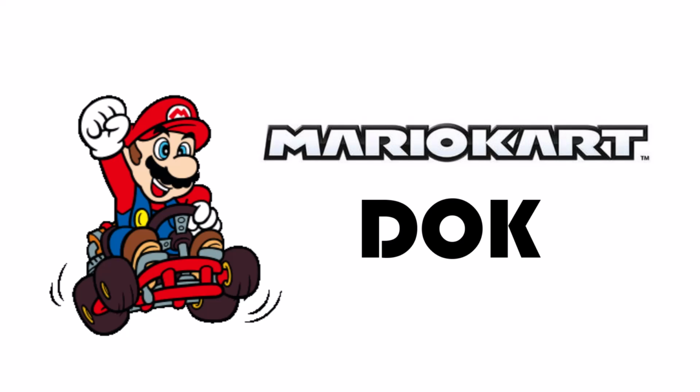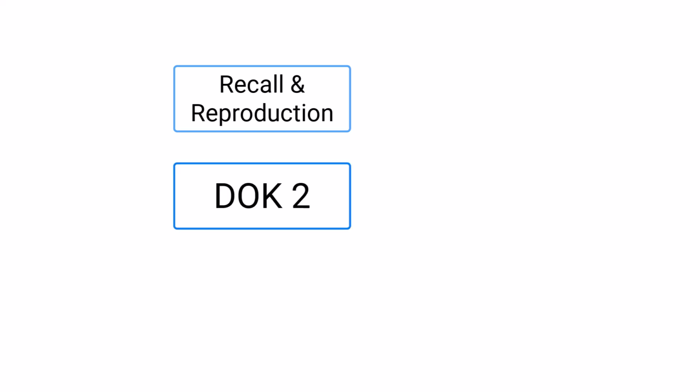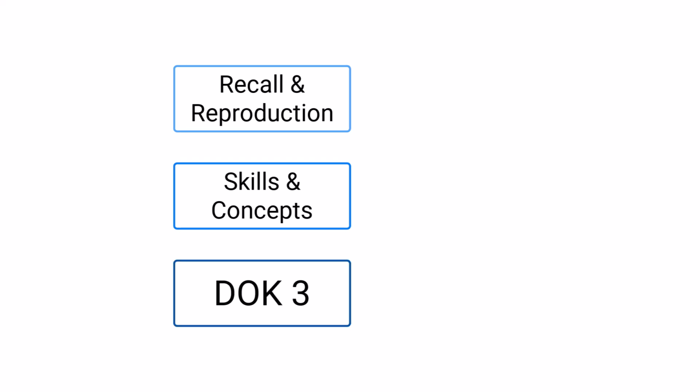First, let's just break down the component parts of DOK. DOK 1 is learning at the level of recall and reproduction. This is the what of the knowledge you are building. DOK 2 is learning at the level of skills and concepts. This is the how of the knowledge you will be using. DOK 3 is learning at the level of strategic thinking and reasoning. This is the when and why of the use of that knowledge.